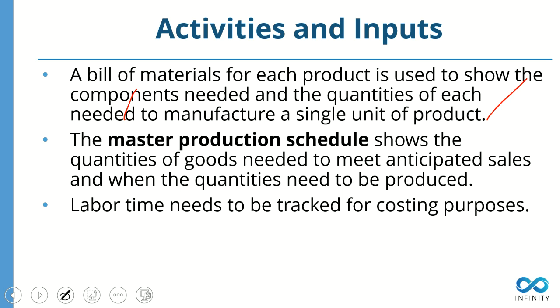The master production schedule that we do in AIS shows the quantities of goods needed to meet anticipated sales. So how many units of materials you need and when the items need to be produced, all that information will be in the master production schedule. And also we can get information about the labor time needed to make the intended number of units.